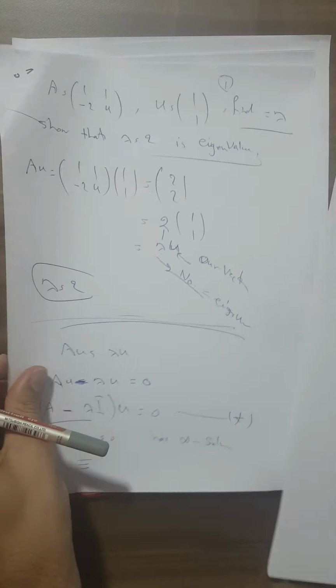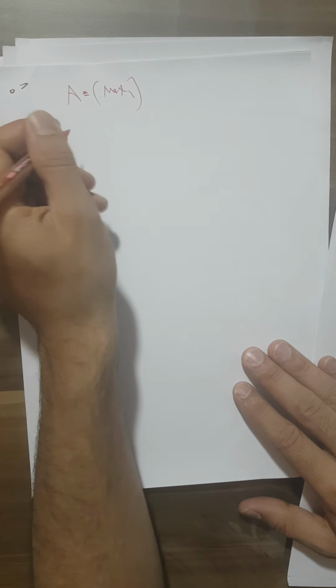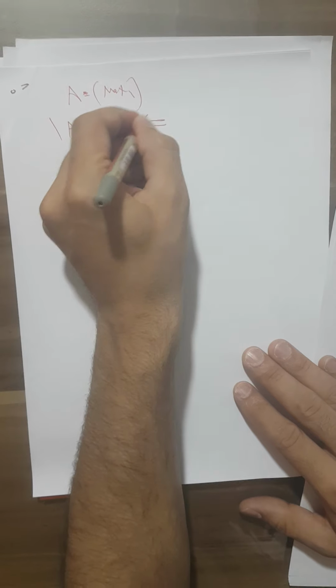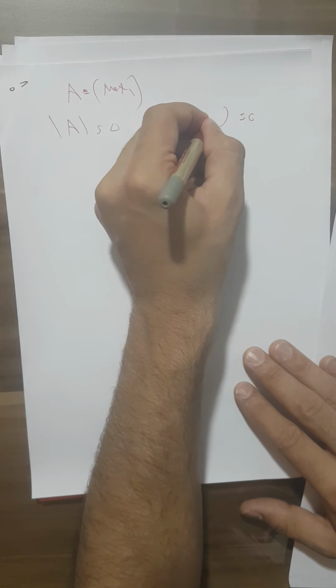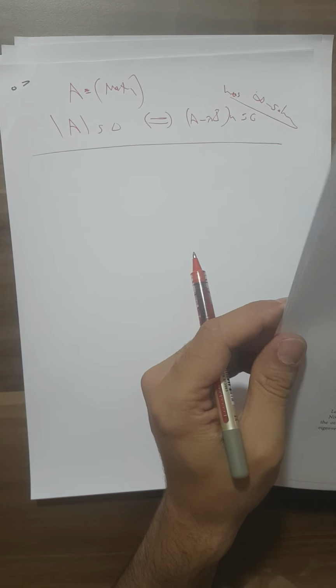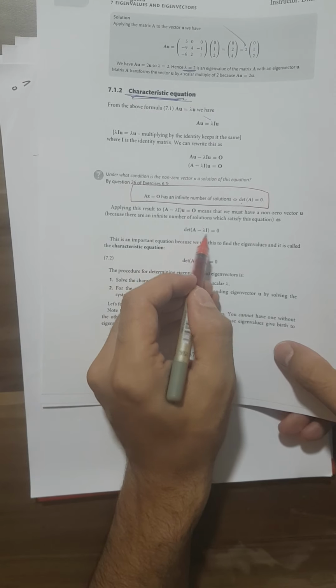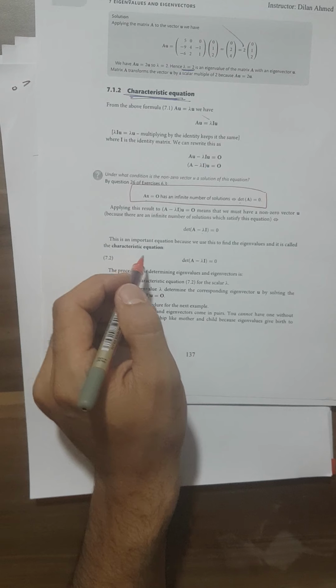So if you have a matrix A, any matrix, and the determinant of A is equal to 0, it means that the characteristic equation (A minus lambda I)u = 0 has infinite solutions, which is not good for us because we really need the exact solution. That's why we are going to find the determinant here to be 0, which is very important, because to find the eigenvalue, it is called the characteristic equation.